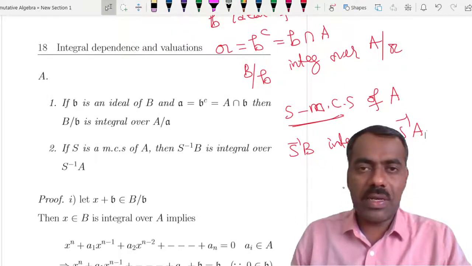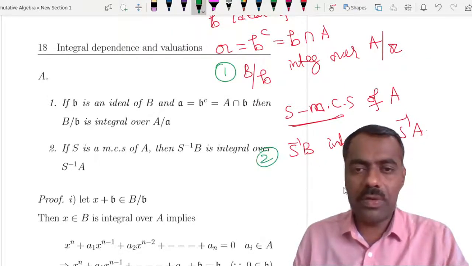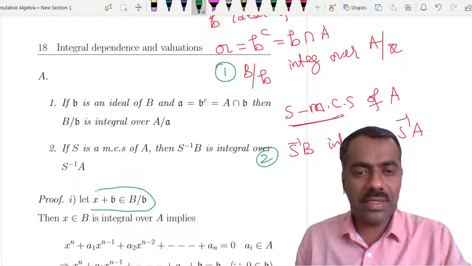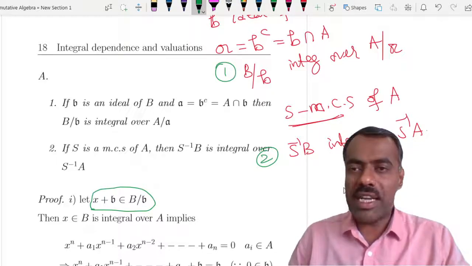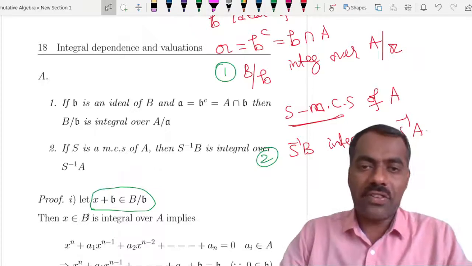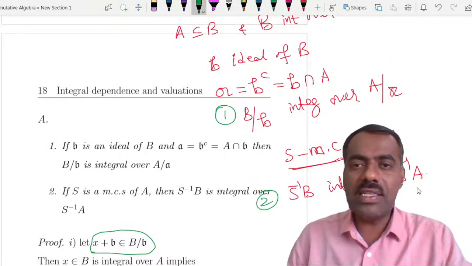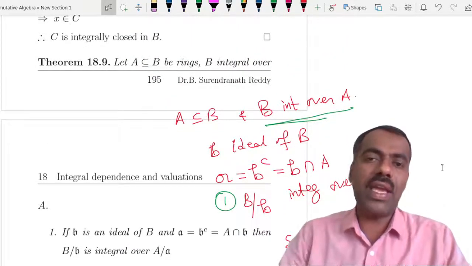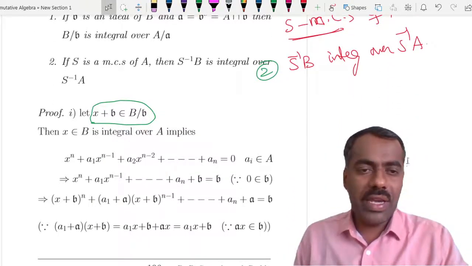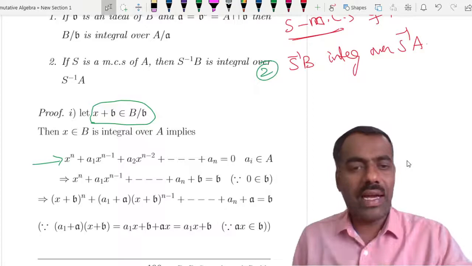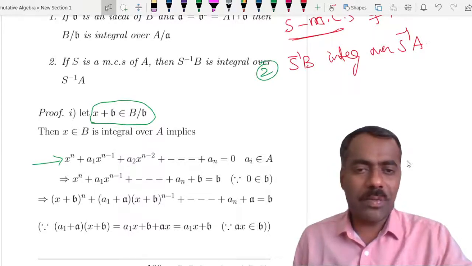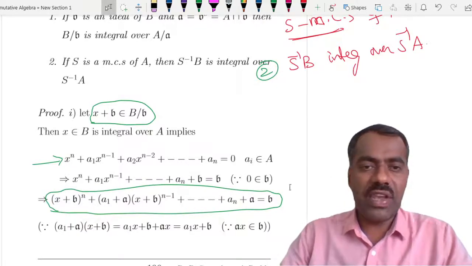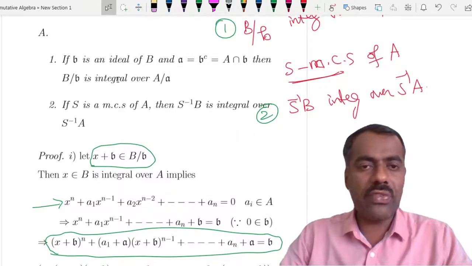If this is the first statement and this is the second statement we want to prove, to show that B modulo 𝔅 is integral over A modulo 𝔄, take an element x plus 𝔅. We want to show that it satisfies some polynomial, and that follows from the fact that B is integral over A. Because x is integral over A, we get an expression, and then by using the ideal properties and coset properties, we get that x plus 𝔅 satisfies a polynomial over A modulo 𝔄.